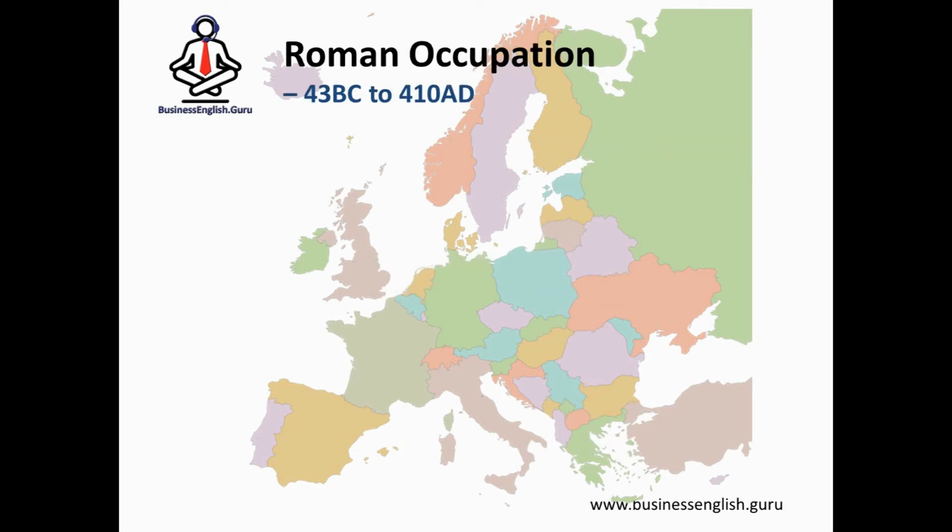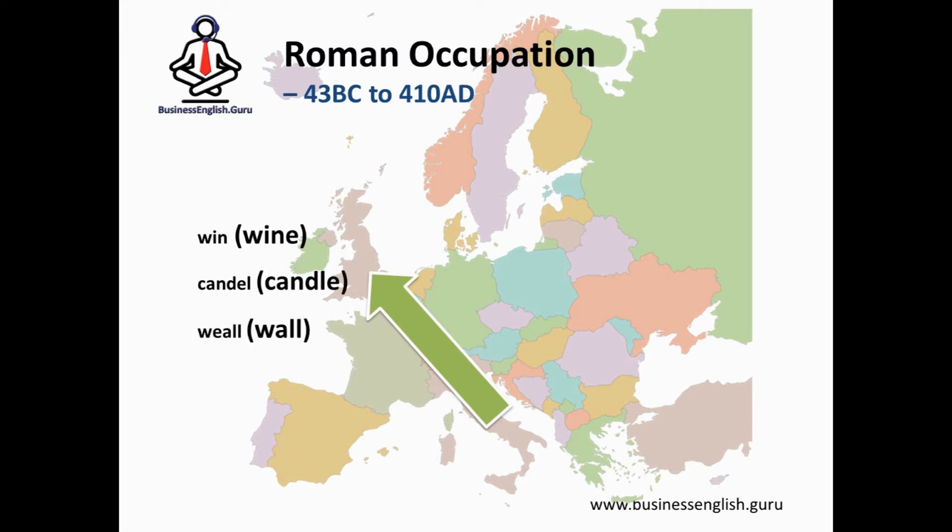The Roman occupation of England took place from 43 BC to 410 AD. They brought about a Latin influence to the English language. There are around 200 Latin words that were passed on by Roman merchants and soldiers. Today, many of them are spelt differently, but they still exist. Words like wine, candle, or wall.